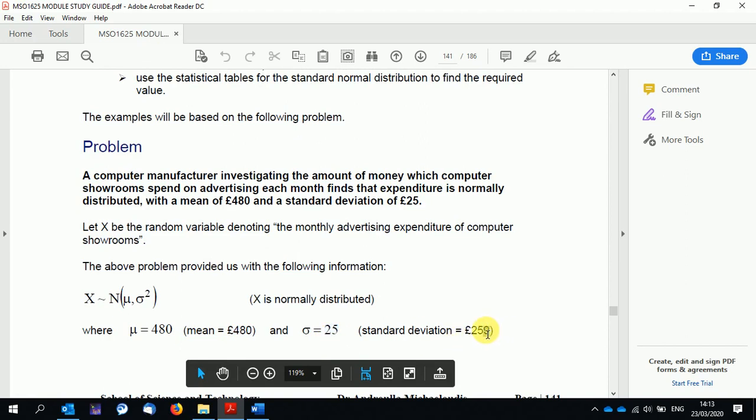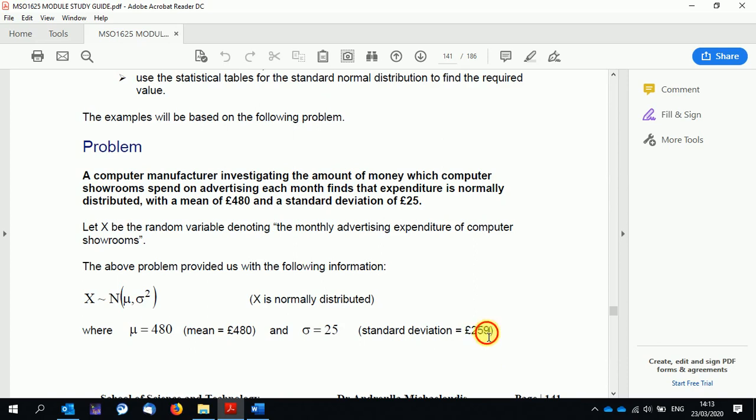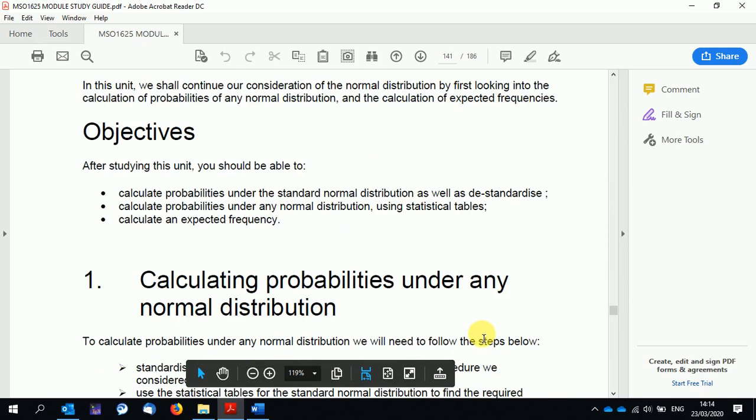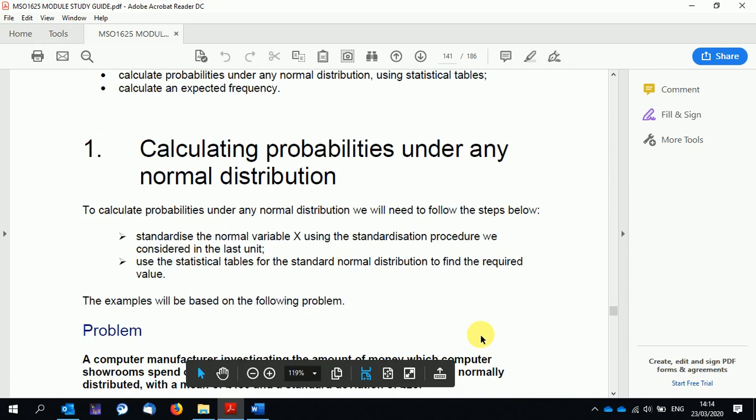Seems to me that there's a mistake here. It should have been 25 instead of 259. So please correct this. It should be 25 here. Standard deviation is 25, so there is a mistake here. Right, so we're going to do the same thing, which is finding probability, and then we're going to de-standardize to see other questions as well.